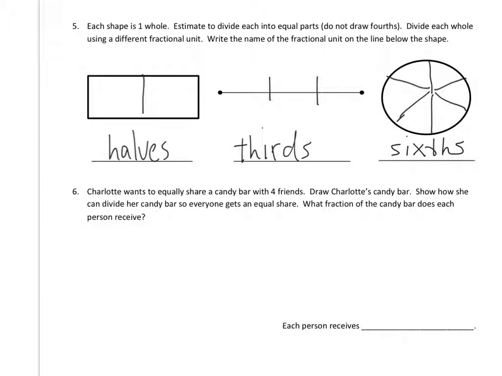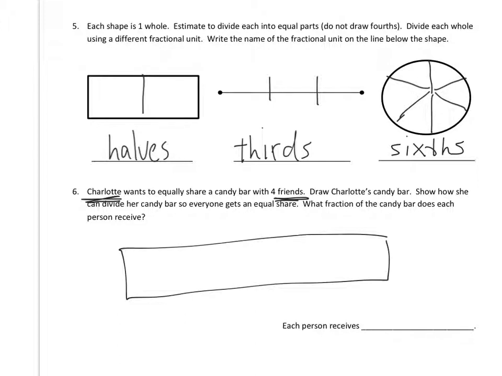And last, Charlotte wants to equally share a candy bar with 4 friends. Draw Charlotte's candy bar. Show how she can divide her candy bar so everyone gets an equal share. What fraction of the candy bar does each person receive? So we know we have Charlotte. Don't forget Charlotte. Don't divide it into 4 because it's Charlotte and her 4 friends. That gives us 5 pieces.